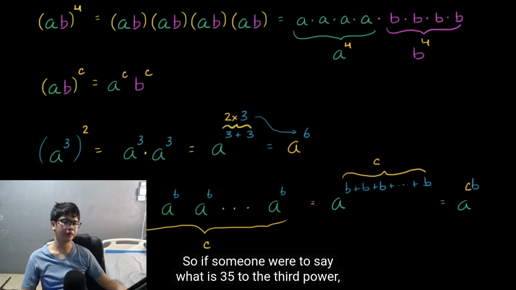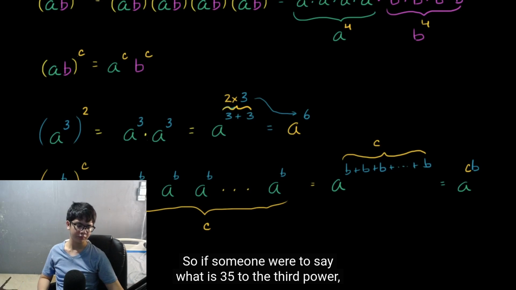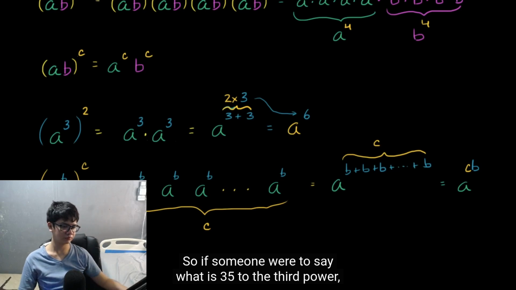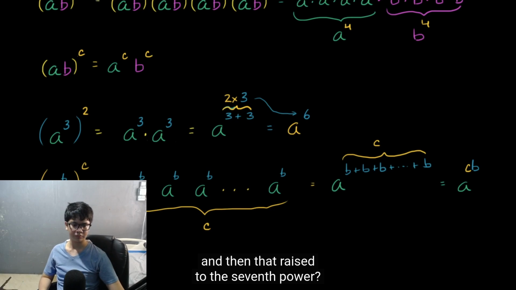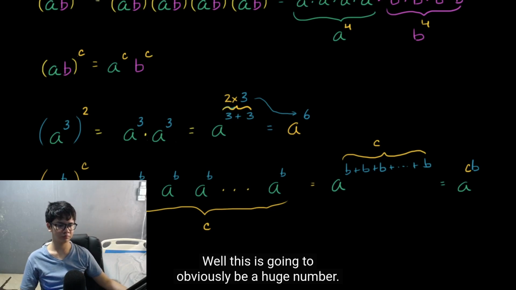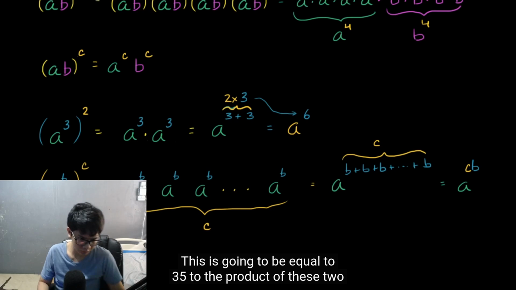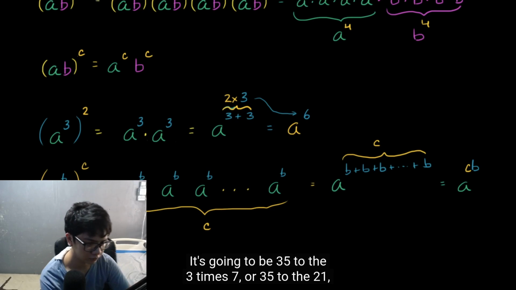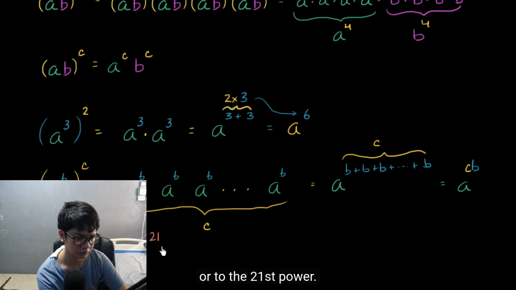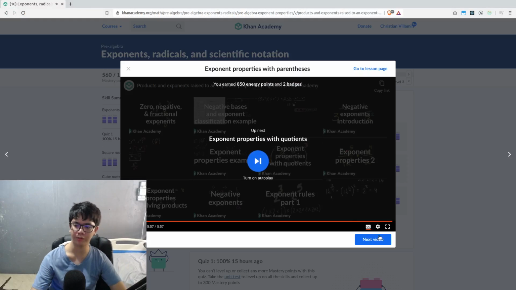So very useful. So if someone were to say, what is 35 to the third power, and then that raised to the 7th power, well, this is obviously going to be a huge number, but we can at least simplify the expression. This is going to be equal to 35 to the product of these two exponents. It's going to be 35 to the 3 times 7, or 35 to the 21st power. Wow.